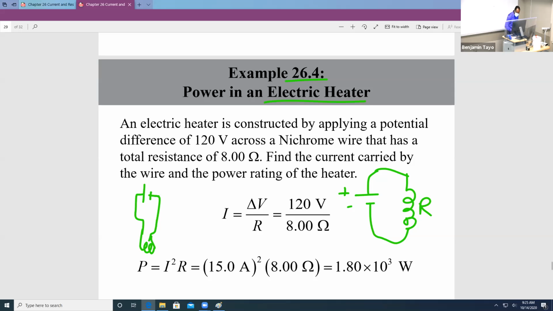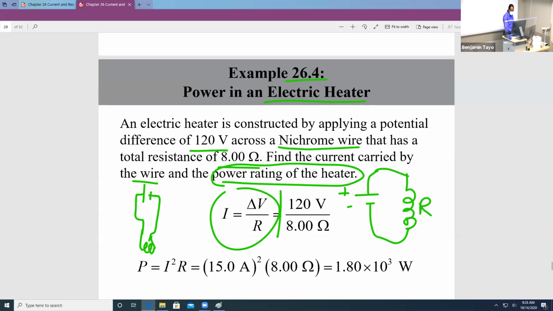And if you know what the resistance of the coil is, this is my delta V, and it tells me that the coil is made up of nichrome wire that has a resistance of 8.0 ohms. So I want to find what is the current in the wire, and what is the power rating of the heater? Again, you can just look at any of those equations that we've seen. In this case, you can calculate your current using this equation here. Then you know what the power is.